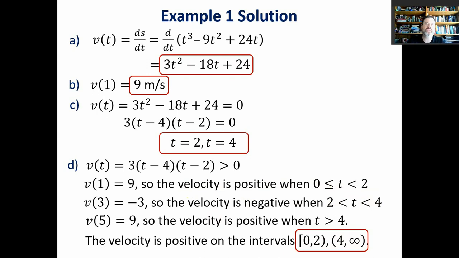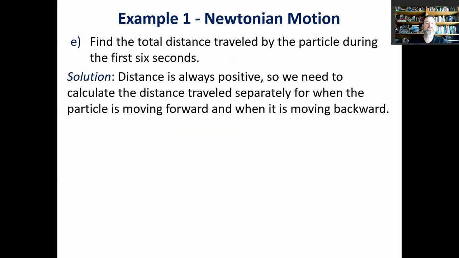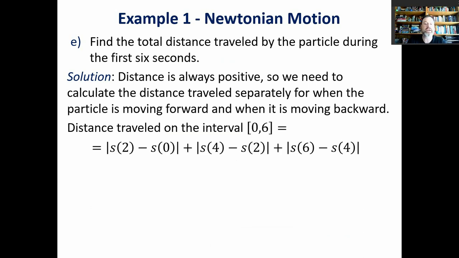So how do I find the total distance traveled from 0 to 2, 2 to 4, and 4 to 6? So the way you do that is you just remember that distance is always positive. So we need to calculate the distance traveled separately for when the particle is moving forward and when it's moving backward. So we want to know distance traveled on this interval, so you break it up into bits. And you just take the absolute value of all the bits. It's always like the new position minus the old position. It's always the absolute value of that.